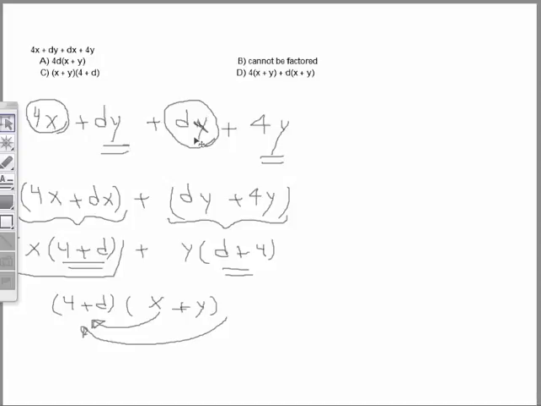This is called factor by grouping. You have a couple of these problems in the take-home test. Please take a look at that, and looks like C is the correct answer. Question is how to factor by grouping?